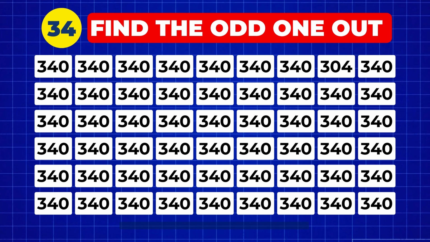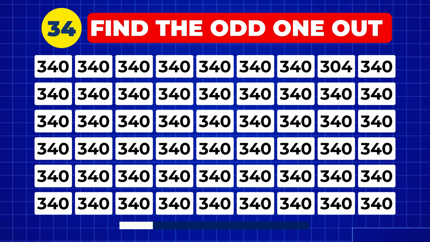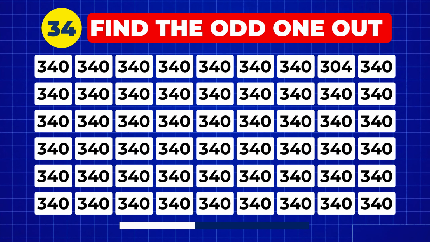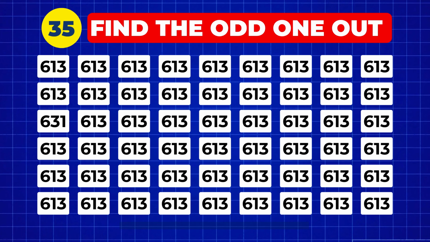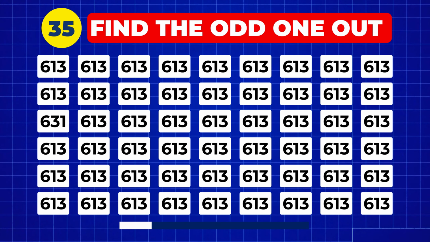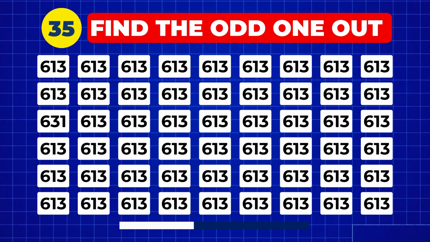Puzzle number 34. The common digit is 340. You have to find the odd one. This one. And here is perhaps the last puzzle. The digit is 613. Find the odd one out. This was 631.